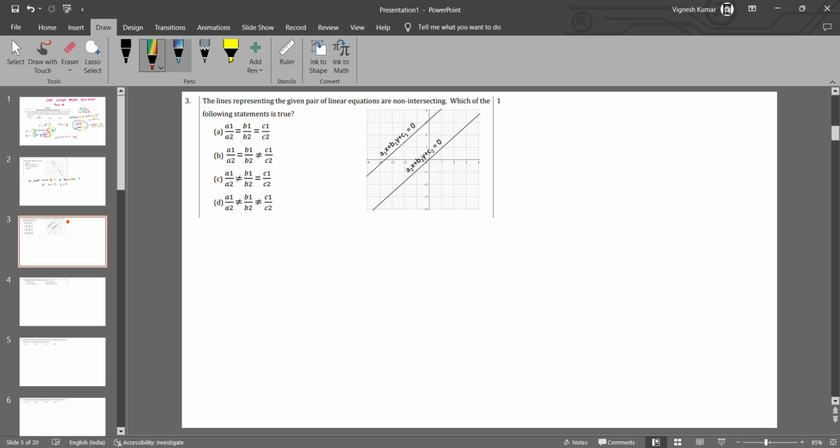Next question. The lines representing the given pair of linear equations are non-intersecting. Which of the following statements is true? Non-intersecting in the sense it has no solutions, right? If it intersects, we have one unique solution. If it coincides with each other, we have infinitely many solutions, and if it is non-intersecting, we have no solution. So the condition for no solution, as we have seen in linear equations, is a1/a2 = b1/b2 not equal to c1/c2. Option B is the right answer for this.